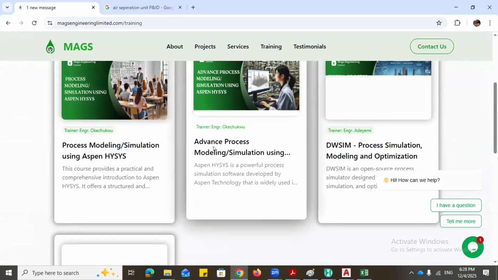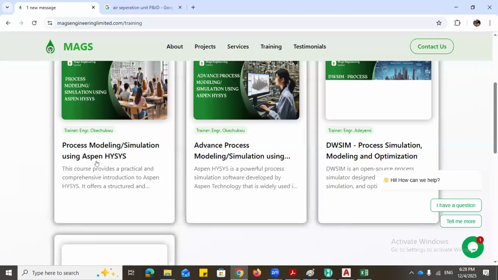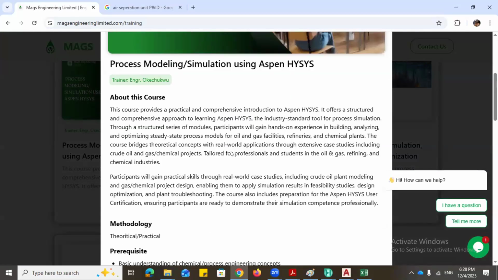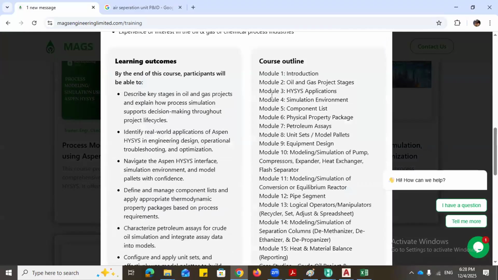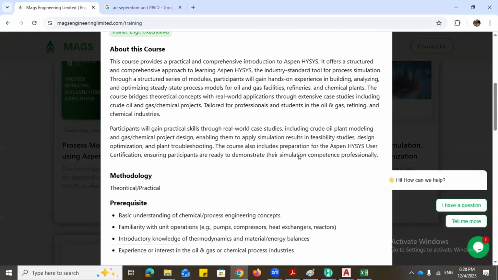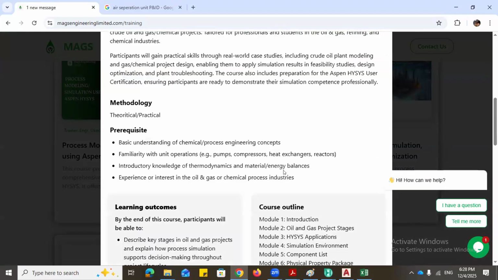They also have what we call advanced process modeling and simulation using Aspen HYSYS. Let me start with this. What Max Engineering Limited does is that after they take you through the introduction and oil and gas projects, as we have done, they go more in depth. The duration is about 8 to 10 days until they complete this module 17.